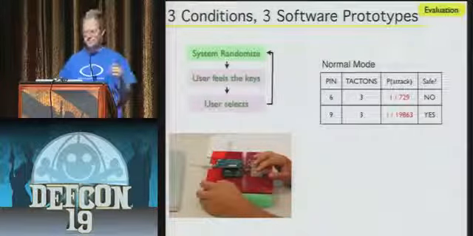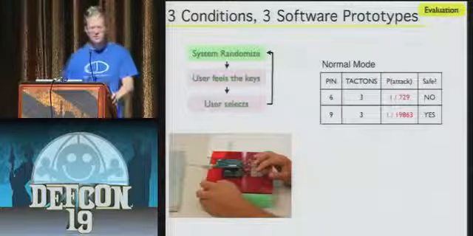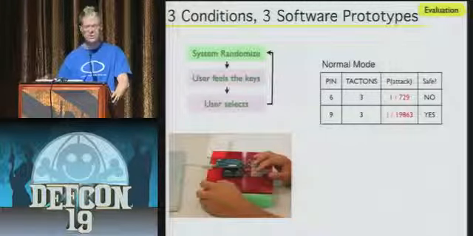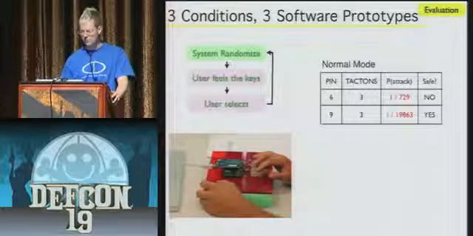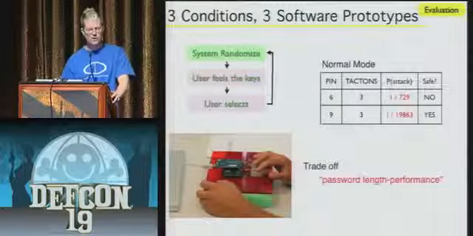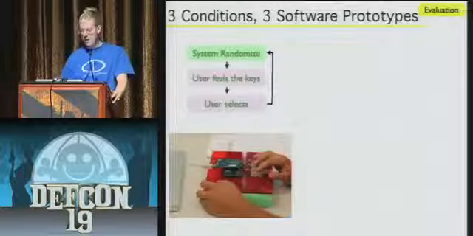It's worth noting that 729 is not considered secure by the standards of the 4-digit pin, but it's not that much fewer than a simplex lock, which has been used all over the place. So there's a trade-off between password length and performance.